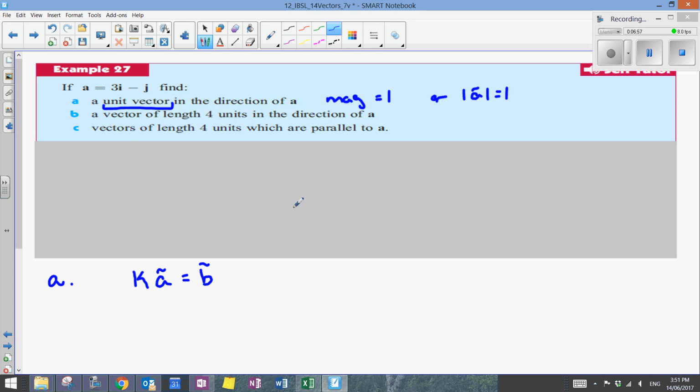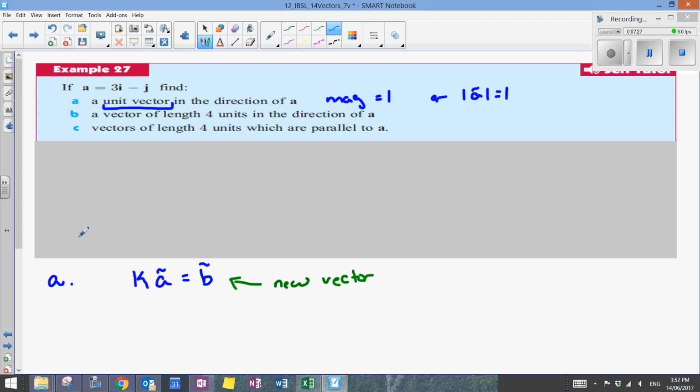So if that's the case, I want it in the same direction. So I'm going to set up a scalar times our vector A should equal a new vector B, and this is the one that we want to find. So this new vector B is the one that we are going to find now. We set them up as parallel to each other because we want them to be going in the same direction. And we are not making them in opposite direction because it asks us to be in the exact same direction as 3i minus j. All we want to do is change our magnitude.